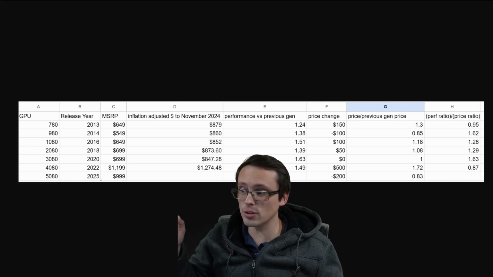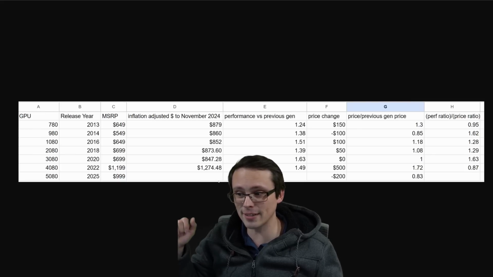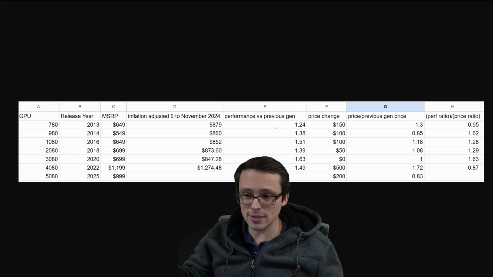So realize that the $200 price cut, in the context of the history of the 80 class, still puts the 5080 as generally overpriced by about $150. So do keep that in mind. How about the performance improvements?